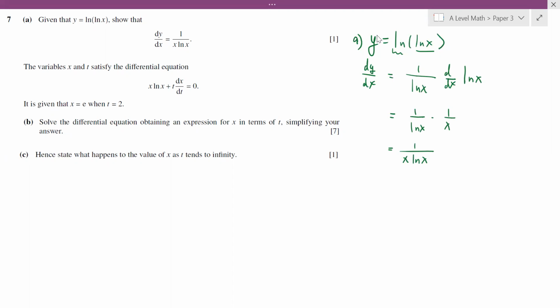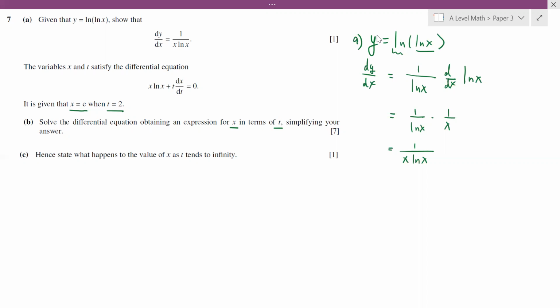The variables x and t satisfy the differential equation. x is e when t is 2. We need to solve the differential equation, obtaining an expression for x in terms of t. x is the dependent variable, t is the independent variable. Then you need to simplify your answer.